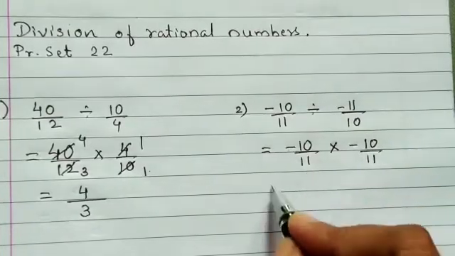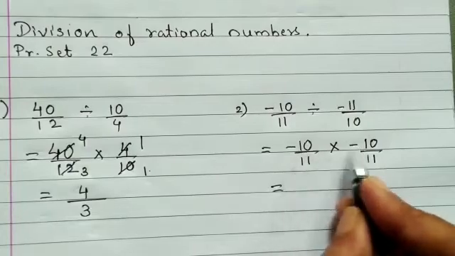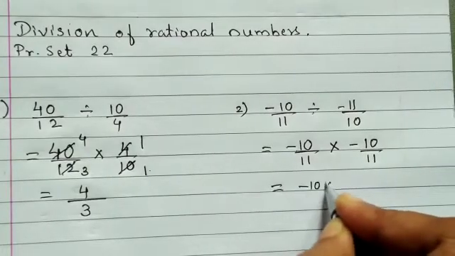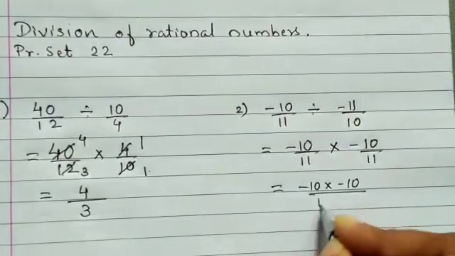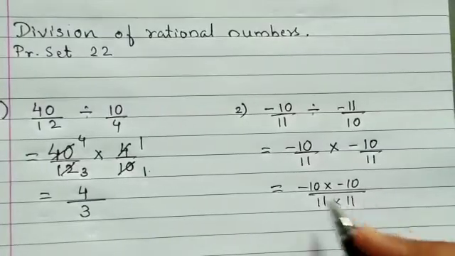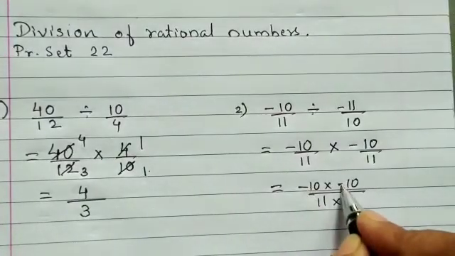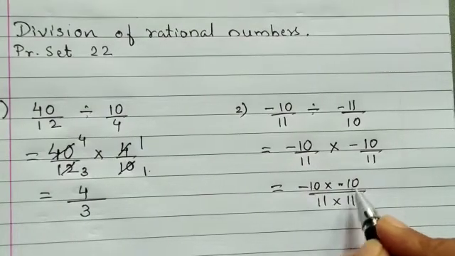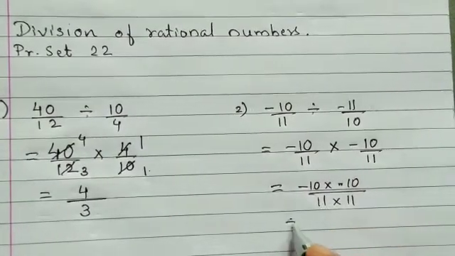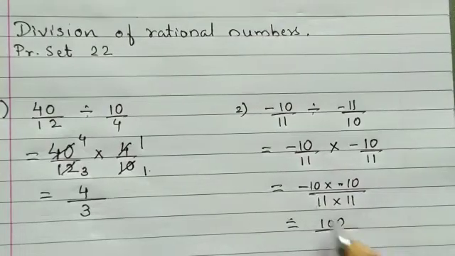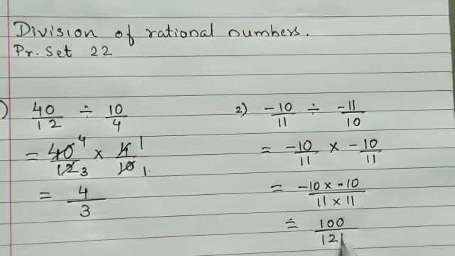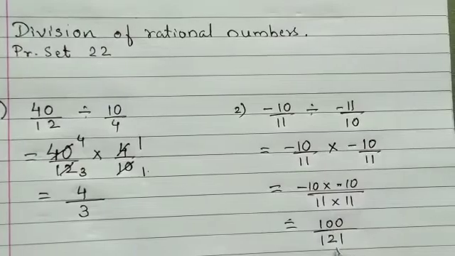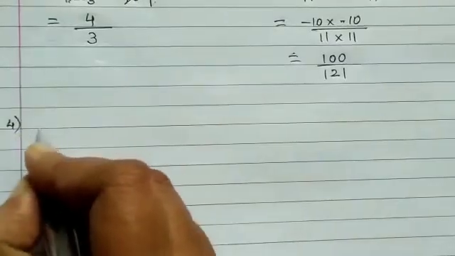Now, multiplication. So you get minus 10 into minus 10 upon 11 into 11. Minus multiplied by minus is plus. 10 into 10 is 100. So you get 100 upon 11 into 11 is 121. So you get 100 upon 121. Now let's try the fourth bit.